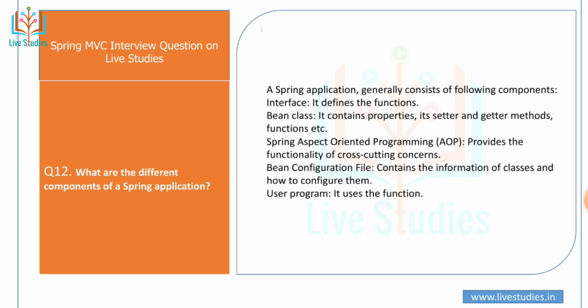Another question is, what are the different components of a Spring application? A Spring application generally consists of the following components: interface, to define the function; bean class, which contains properties, its setter and getter methods, functions, etc.; Spring aspect-oriented programming, AOP, which provides the functionality of cross-cutting concerns; and the bean configuration file, which contains the information of the class and how to configure it; then the user program.